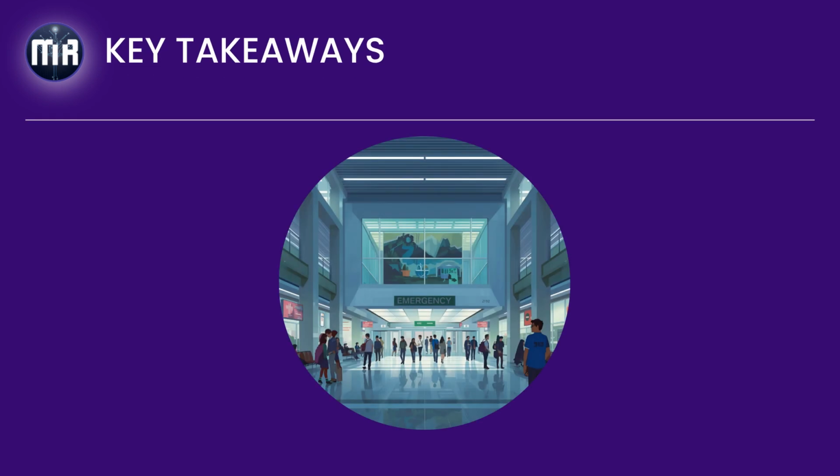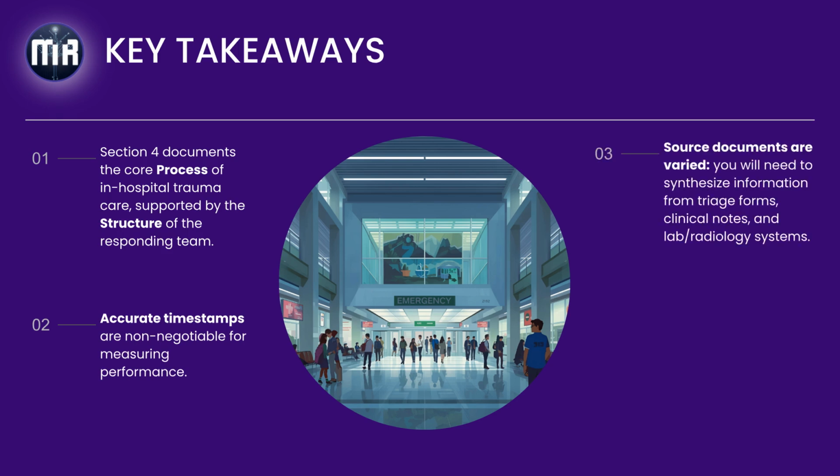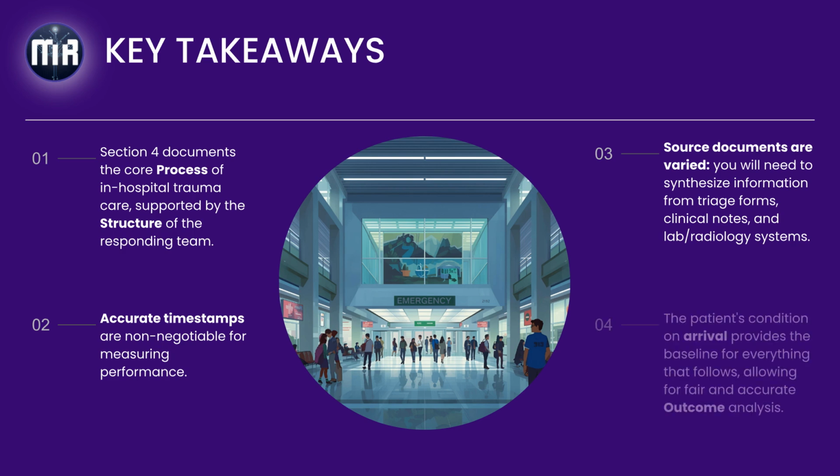Let us now summarize the key takeaways from this extensive module. First, Section 4 documents the core process of in-hospital trauma care, which is supported by the structure of the responding team. Second, accurate timestamps are non-negotiable for measuring performance. Third, the source documents are varied. You will need to synthesize information from triage forms, clinical notes, and lab and radiology systems. And finally, the patient's condition on arrival provides the critical baseline for everything that follows, allowing for fair and accurate outcome analysis.